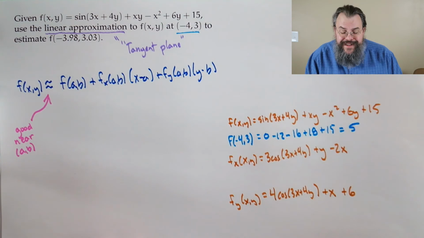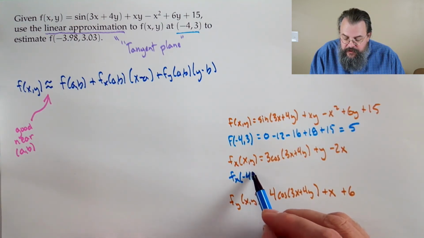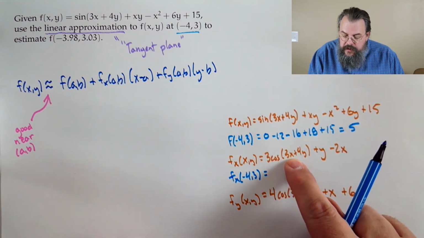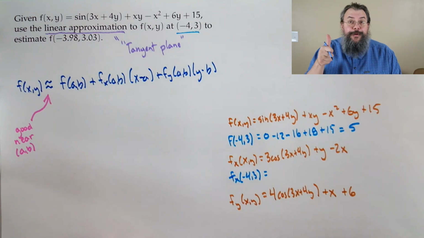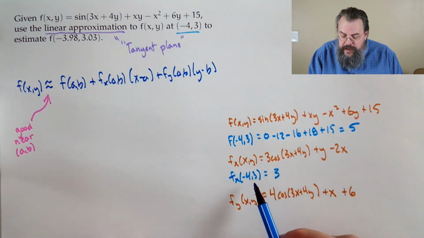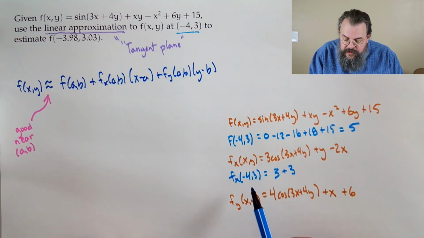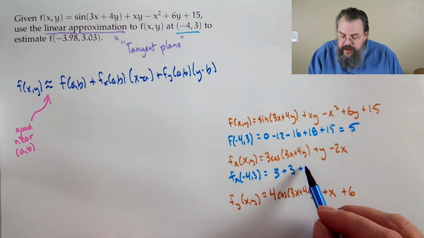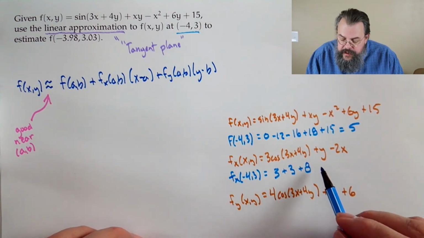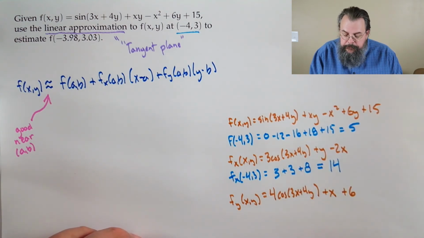Okay, that's respectable. Now f sub x at negative 4, 3. Well, again, we're going to get negative 12 plus 12 is 0. Cosine of 0 is 1. So a 3, plus y is another 3, minus 2 times minus 4, so that'll actually be a plus 8. Okay, 3 and 3 and 8 together add up to 14.